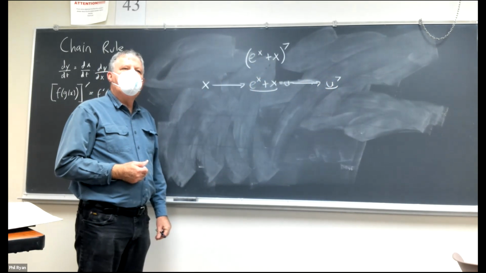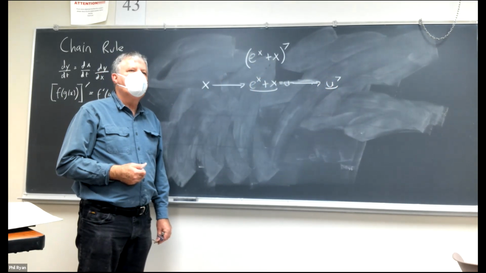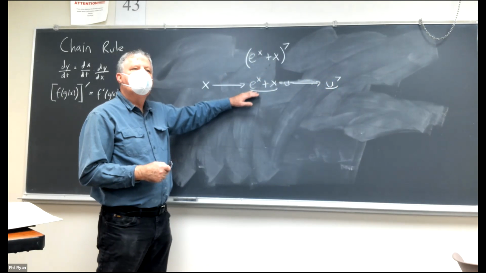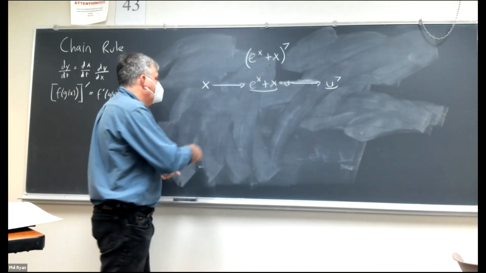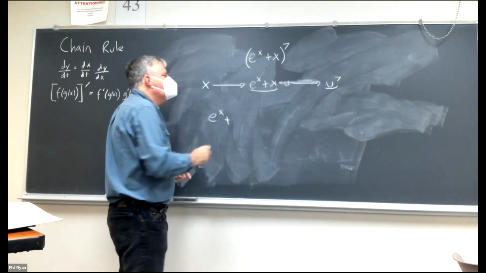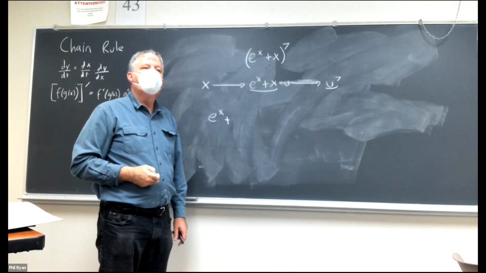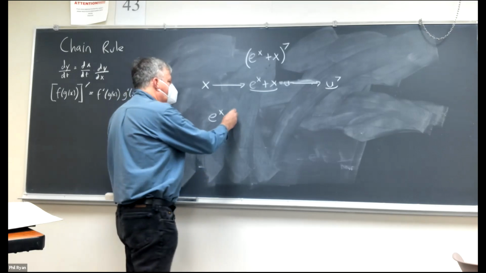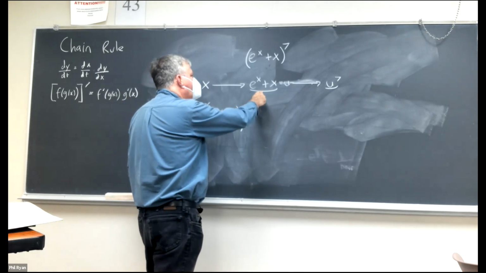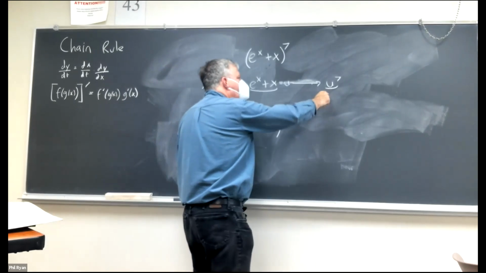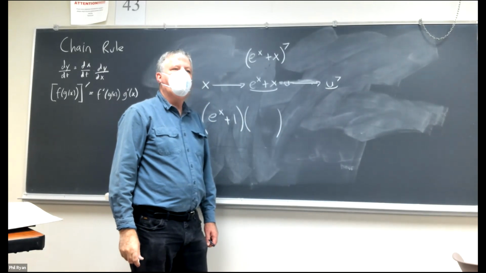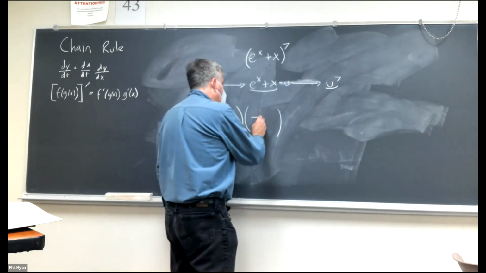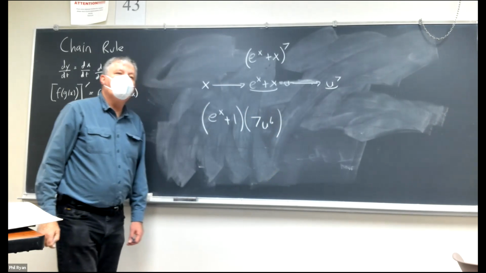So what's the derivative of e to the x plus x? What's the derivative of e to the x? e to the x. Just e to the x. What's the derivative of x? Yep, just 1. Okay, that's that rate of change. We multiply it by this rate of change. What's the derivative of u to the 7th? Just the power rule. Is it 7 to the 6? 7u to the 6. Exactly right.